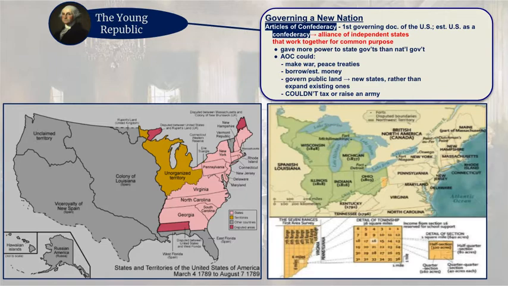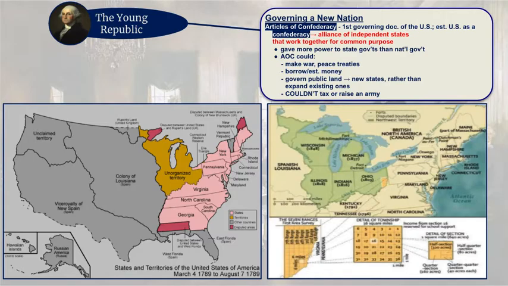Now, under this Articles of Confederation, the AOC there, they could make war and make peace treaties if 9 out of the 13 agreed on things. Most things had to have 9 out of 13, a supermajority, which is rare. They could borrow money, they could establish money, but they never really did the establishing part because every state had its own currency, which was horrible if you were a traveling salesman. They could govern public land, and this is probably one of the only great things that comes out of the Articles of Confederation, the organizing of land.